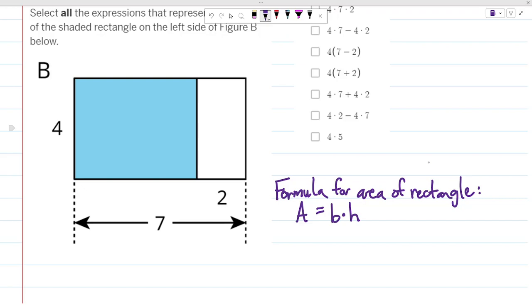Because we know that overall it has, maybe we could say the base of the larger rectangle is 7, and the height would be 4. What's this number going to be? If all the way across it's 7 and then the white part is 2, how would we find that? Well, we would do 7 minus 2, and this is 5.